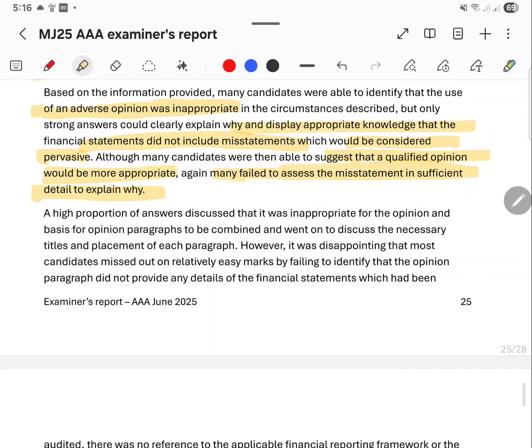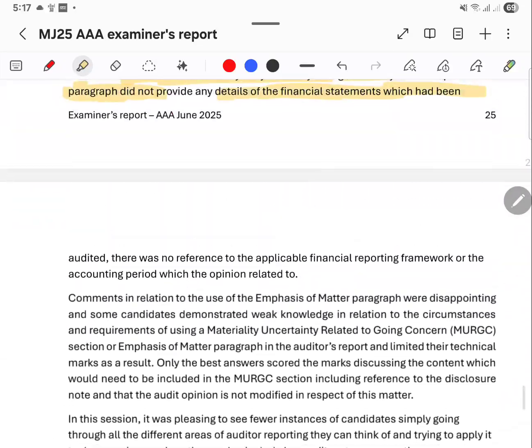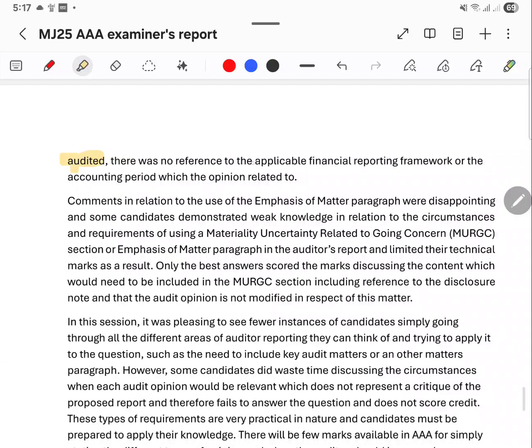A high proportion of answers discussed that it was inappropriate for the opinion and basis for opinion paragraphs to be combined, and went on to discuss the necessary titles and placement of each paragraph. However, it was disappointing that most candidates missed out on relatively easy marks by failing to identify that the opinion paragraph did not provide any details of the financial statements which had been audited. There was no reference to the applicable financial reporting framework or the accounting period which the opinion related to.